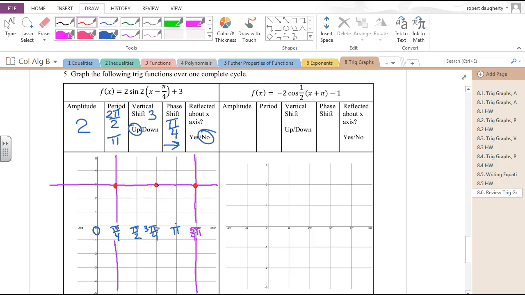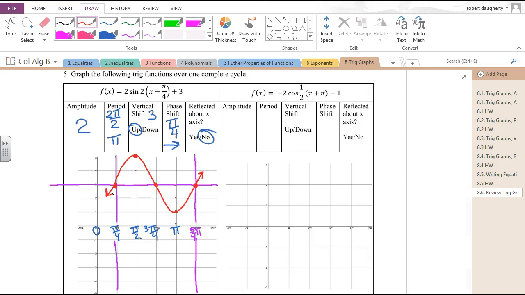Halfway in between is 0. Normally the sine curve goes up to 1 between the first 2 points, but I have been multiplied by 2, so I will go up here 2. And then normally between these 2 points it's down by 1, but this is down 2. So you see the sine function right here. So it starts at pi over 4 and ends at 5 pi over 4.